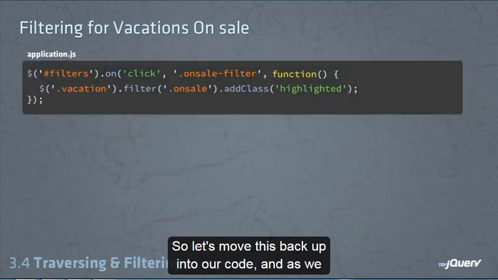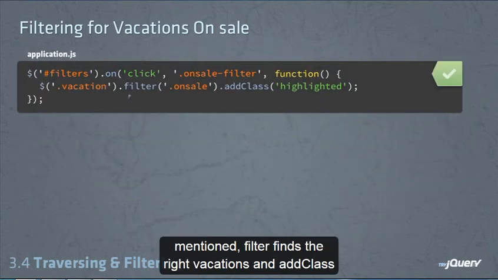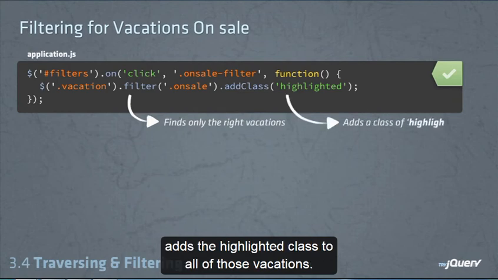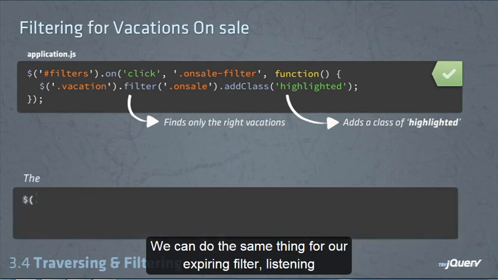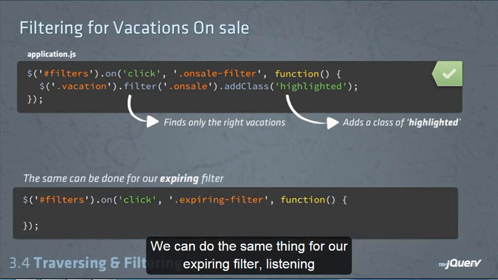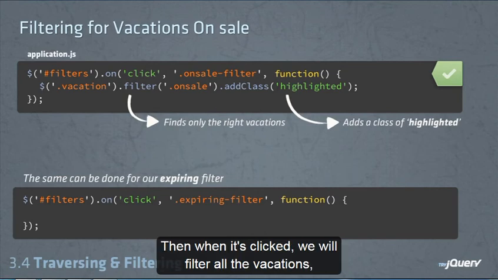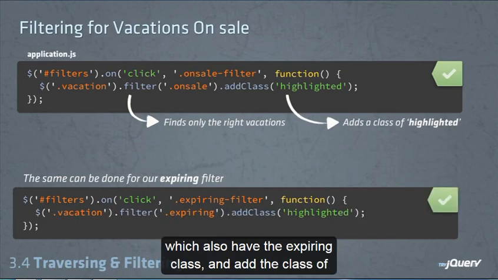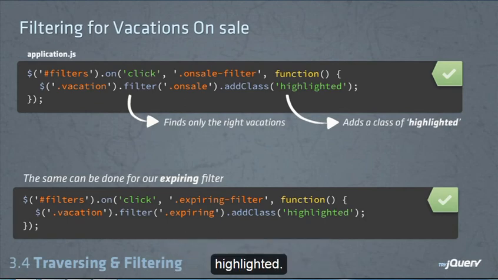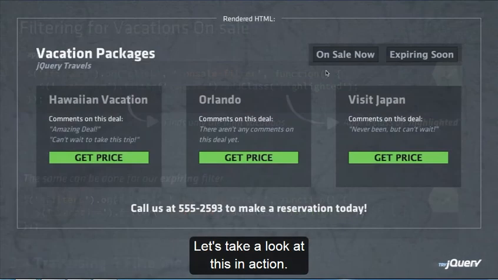So let's move this back up into our code. And as we mentioned, filter finds the right vacations, and addClass adds the highlighted class to all of those vacations. We can do the same thing for our expiring filter, listening for clicks on that expiring filter button. Then when it's clicked, we will filter all the vacations which also have the expiring class and add the class of highlighted. Let's take a look at this in action.